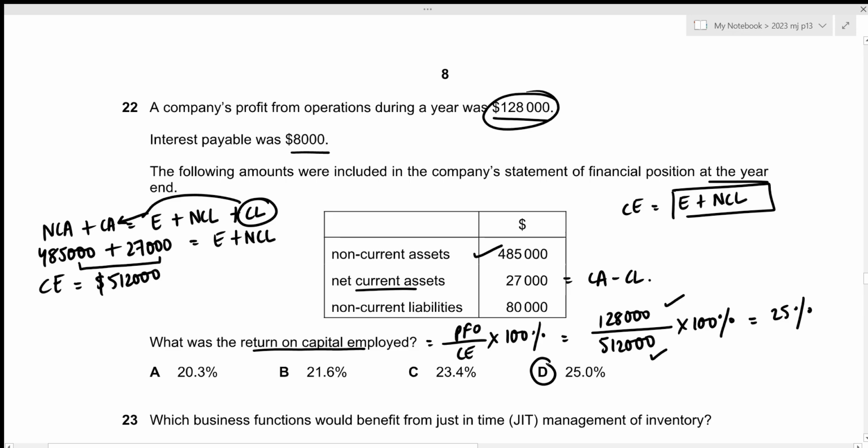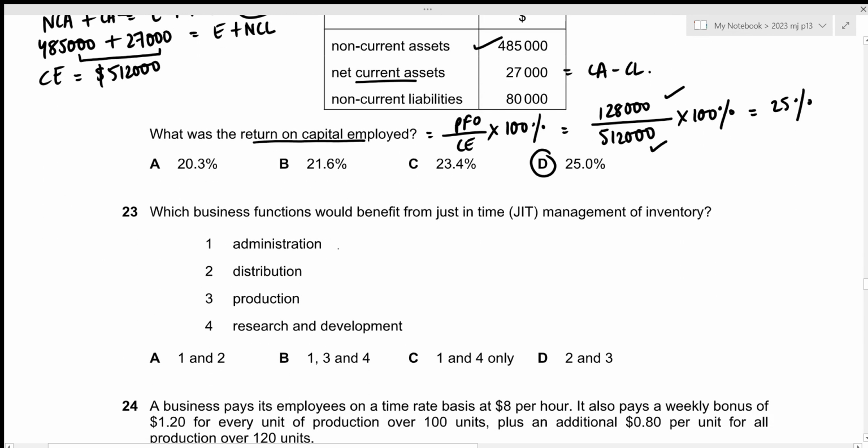Let's move towards the 23rd question. Which business functions would benefit from just-in-time management of inventory? We're concerned with inventory, which means that we're only looking at departments that deal with inventory or the produced goods. The first one is administration. Administration does not really look after the manufacturing of goods or the production process, so this is incorrect. The second one is distribution. Distribution is concerned with selling the produced goods, so definitely it's interested in the management of inventory, so that's correct. The third one is production, which is directly linked to our inventory management. That's true as well. And the fourth one is research and development.